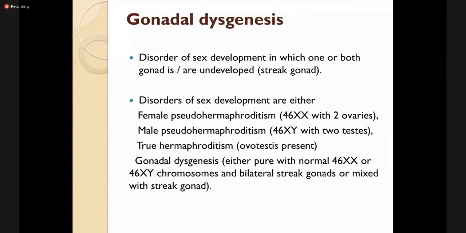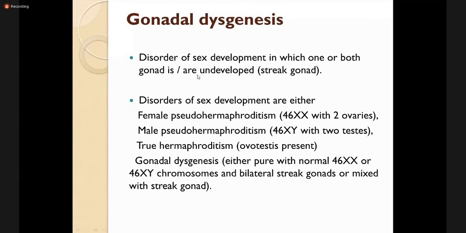Gonadal dysgenesis is one of the topics I'm going to briefly go through. It is a disorder of sex development in which one or both gonads are underdeveloped. That's called the streak gonad. Disorders of sex development are either female or male pseudohermaphroditism, or it can be true. Dysgenesis is either pure, with normal 46XX or 46XY chromosomes.